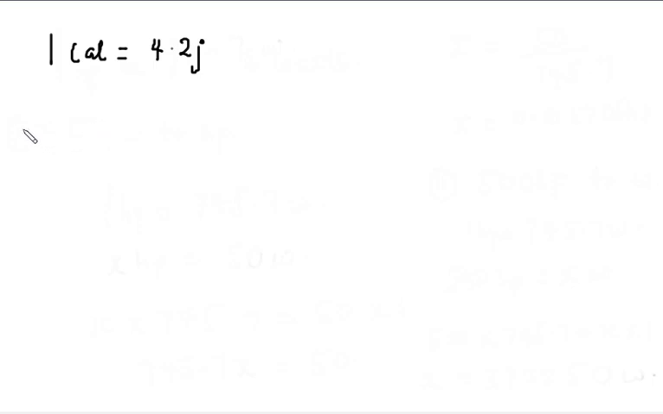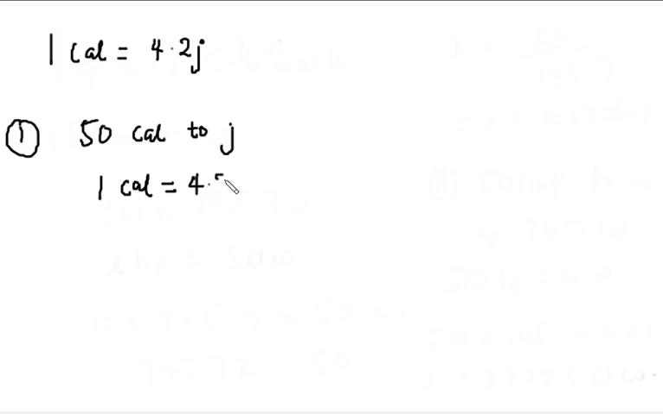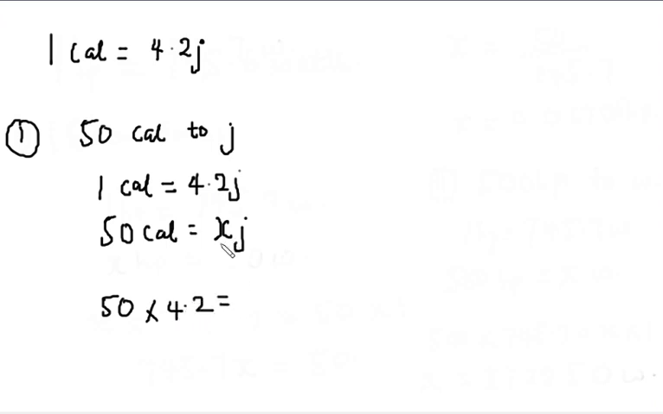Okay, so say you're asked to convert 50 calories to joules. You're simply going to say for every 1 calorie is an equivalent of 4.2 joules. So this means that for every 50 calories there should be an equivalent of, say, x joules. We are using x because we do not know the value of its equivalent in joules, so we are going to be finding x. So to find x, you are going to be saying 50 times 4.2 is equal to x times 1.